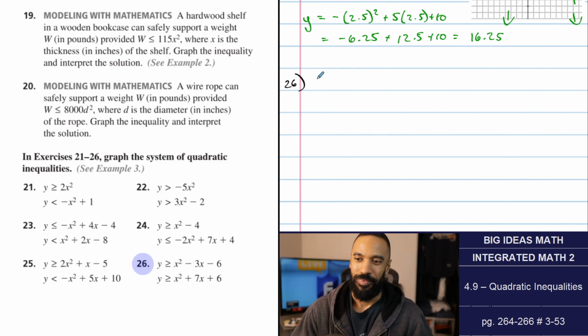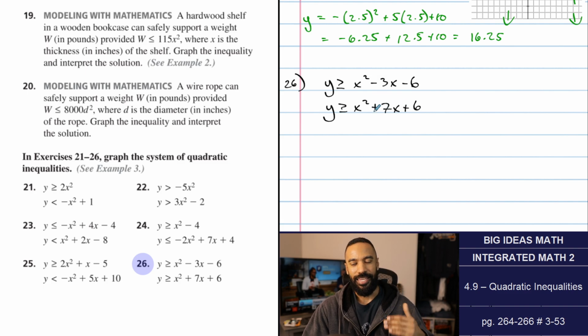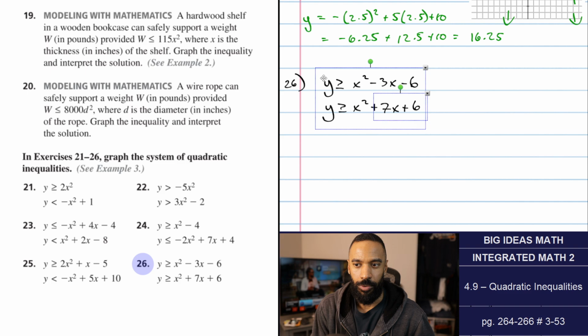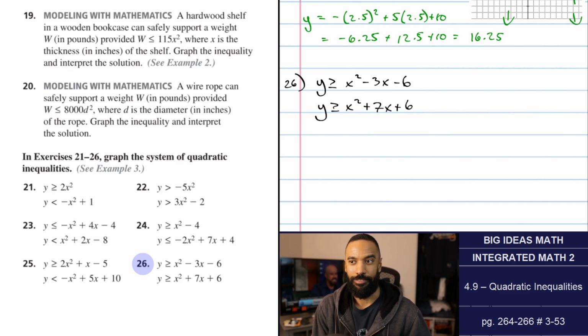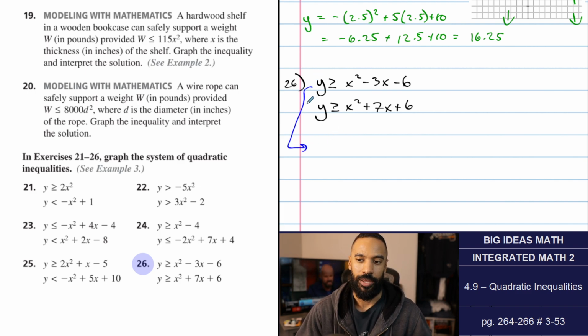Number 26. Y is greater than or equal to x squared minus 3x minus 6. Y is greater than or equal to x squared plus 7x plus 6. Now, I'm looking at the bottom one, liking that it's factorable, not liking that the axis of symmetry will be a decimal. The top one's not factorable at all. This one is not going to be much more fun than the last one, if at all.